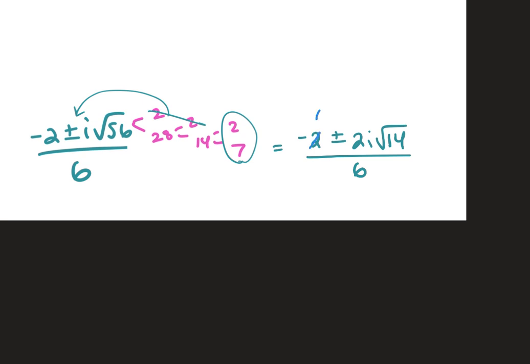And that can be simplified. 2 goes into each of those. So negative 1 plus and minus i root 14 over 3. You can also write it like 2 root 14 with the i at the end, right? Yeah. Did you put it inside the bracket? No, it's got to be outside.